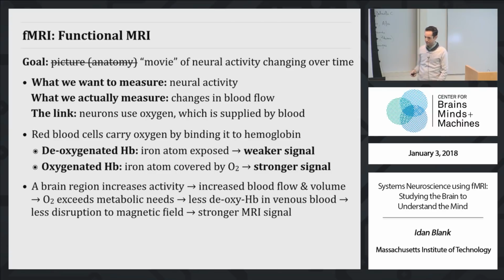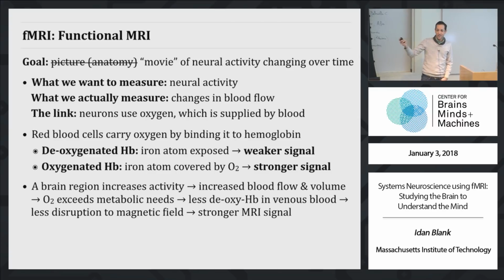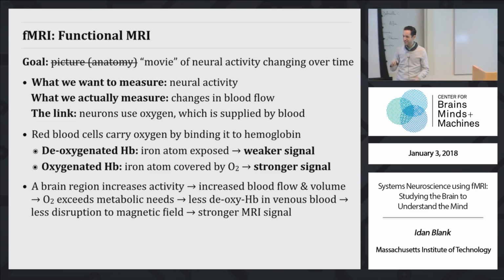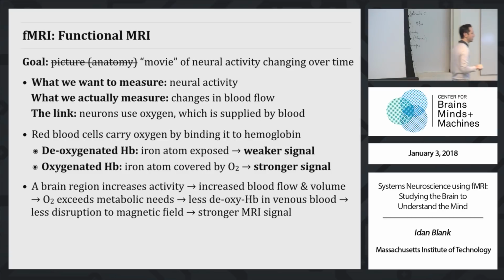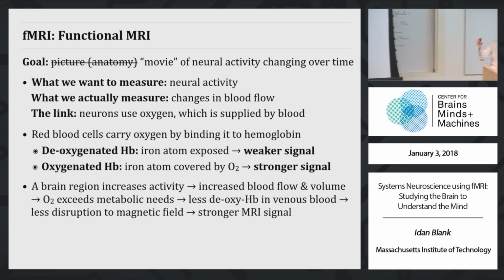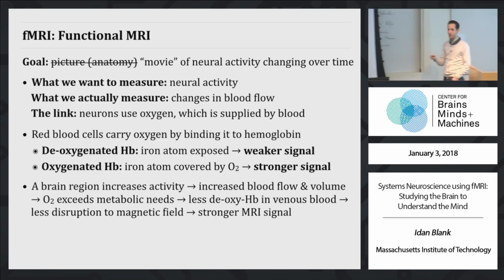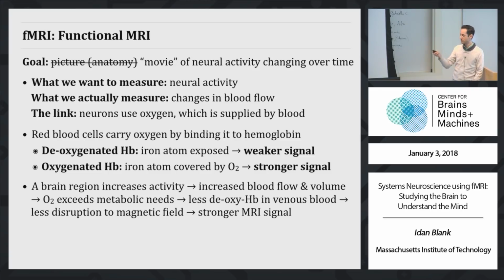and stronger MRI signal. And initially, people were pretty confused when they just came up with fMRI. People were very confused about whether they should expect to get a stronger signal or a weaker signal. But once we figured out that the body overcompensates and sends way more oxygen than we need, we realized that the signal is stronger.